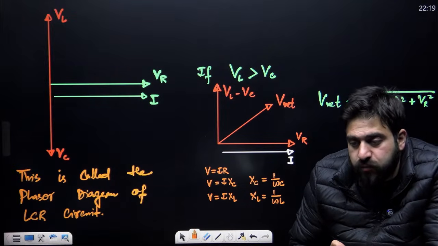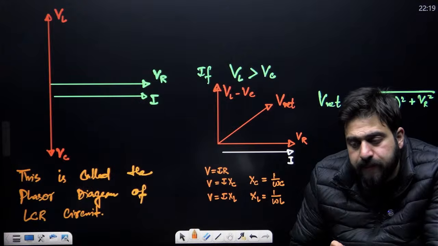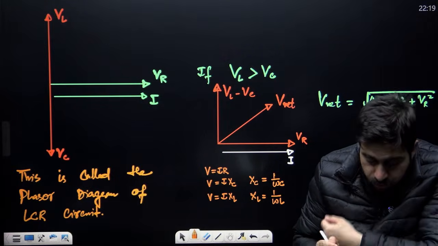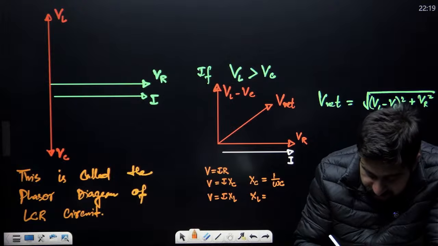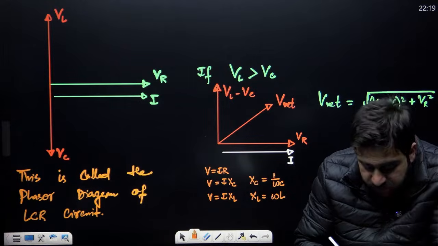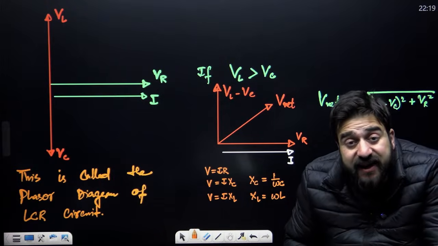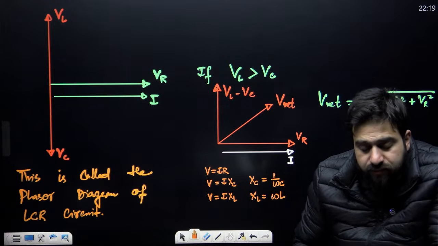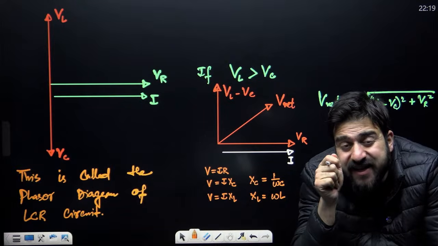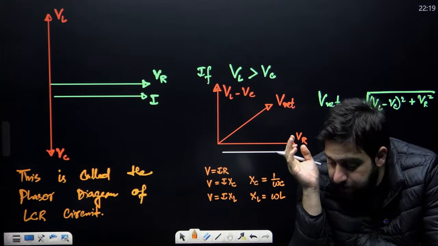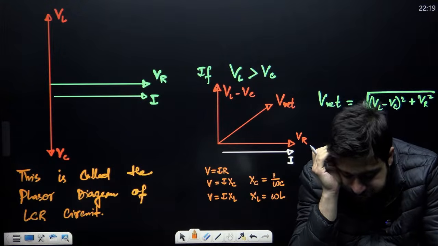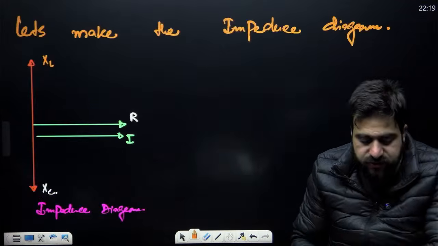XL will be equal to omega L. Omega is the angular frequency. L is the inductance. So I can say from now onwards, this XC and XL are also resistances. XC is the resistance of capacitor. XL is the resistance of inductor, like R is the resistance of resistor.